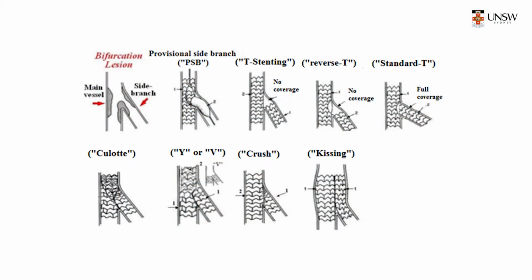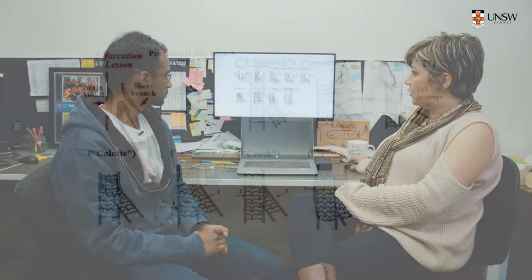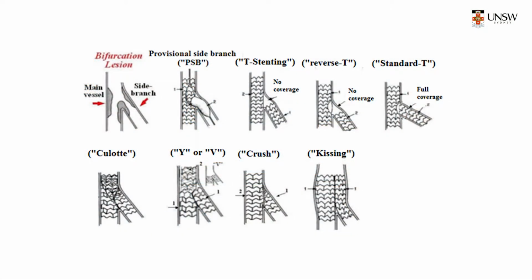The simplest one was the PSB, or the provisional side branch technique, which involves only one stent through the main branch. The other ones, the most commonly used, are the T-stenting technique, the culotte, and the crush one, which involve two stents. Okay, cool. It's interesting to know that there are so many different methods of stenting.